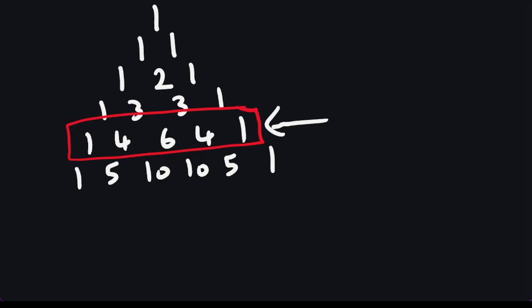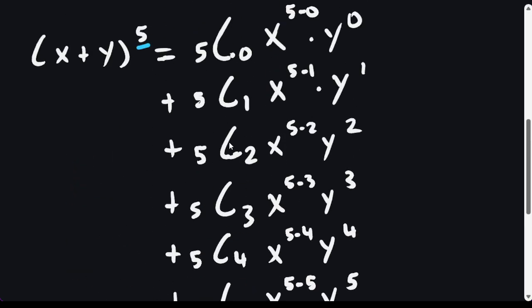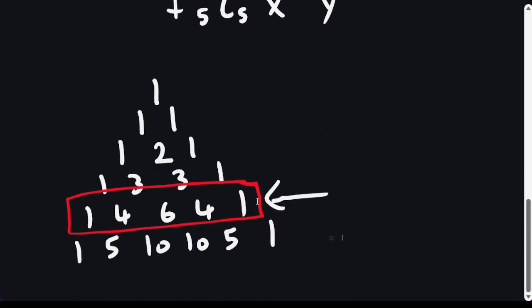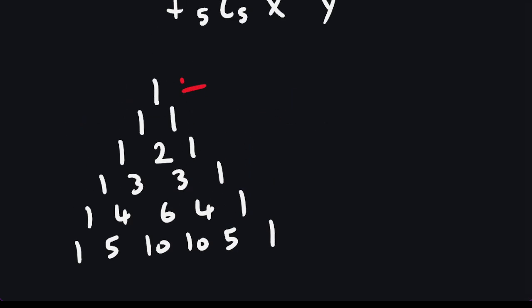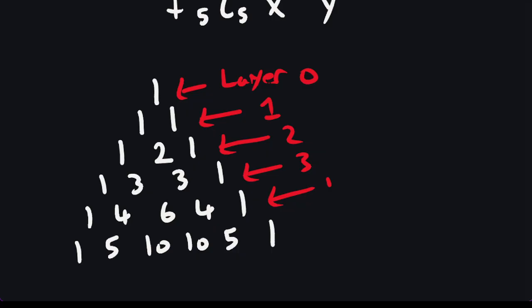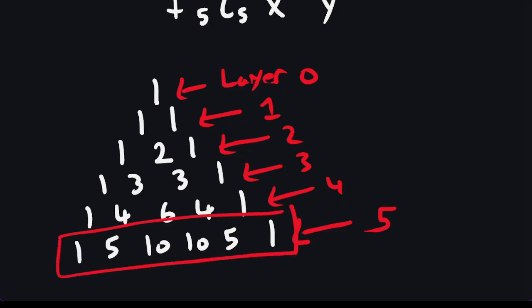And apologies, so let me just count this. 1, 2, 3, 4, 5, 6. 1, 2, 3, 4, 5. Okay, so let me actually choose the correct layer. This over here is layer number 0. Then it goes layer 1, layer 2, layer 3, layer 4, and this one is layer 5. There we go. So we should actually use this layer of Pascal's triangle.